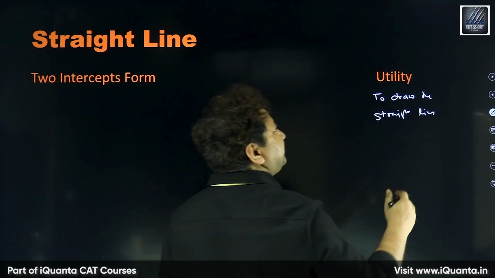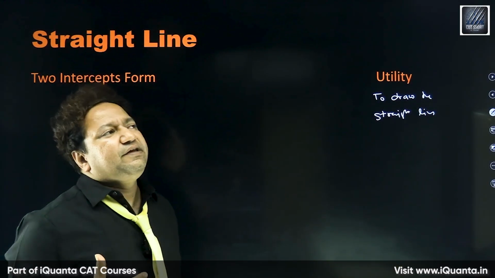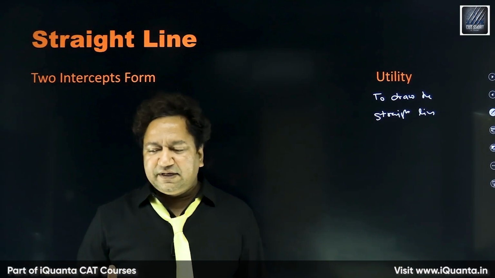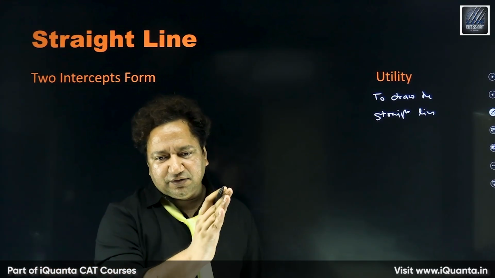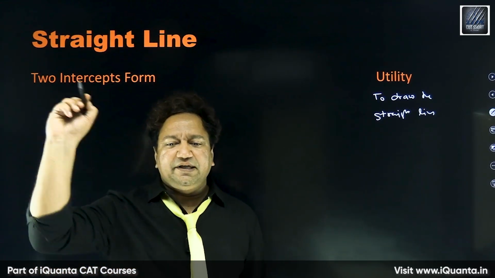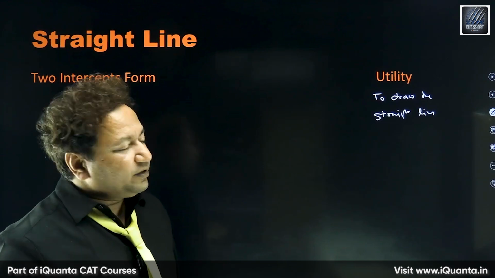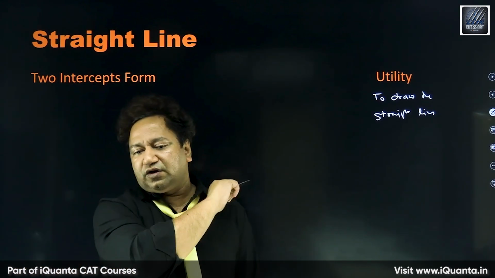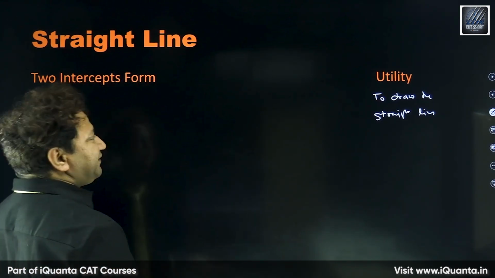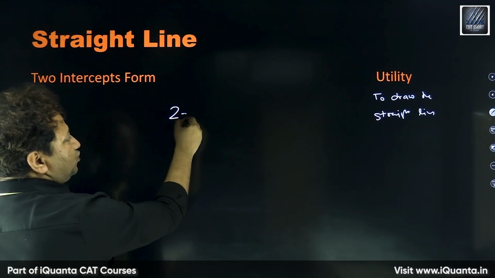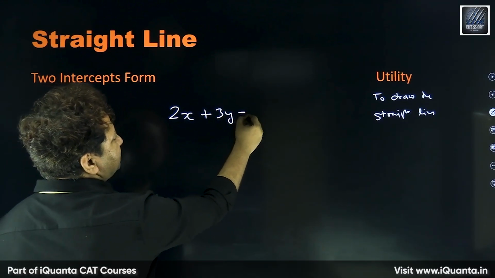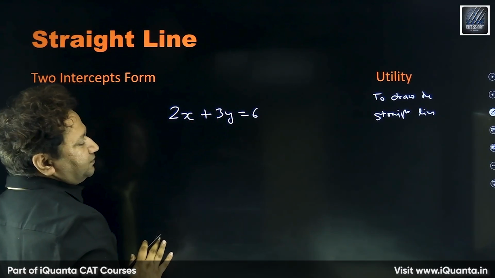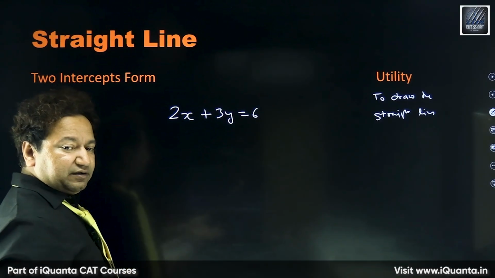So people normally, when they draw the straight line, they take the value of x as minus 2, minus 1, 0, 1, 2, then corresponding value of y, then plot the curve. So this, we can plot the curve without doing all of that effort. How? So let's say I have a line which looks like this. 2x plus 3y is equal to 6. All right. This is in general form.